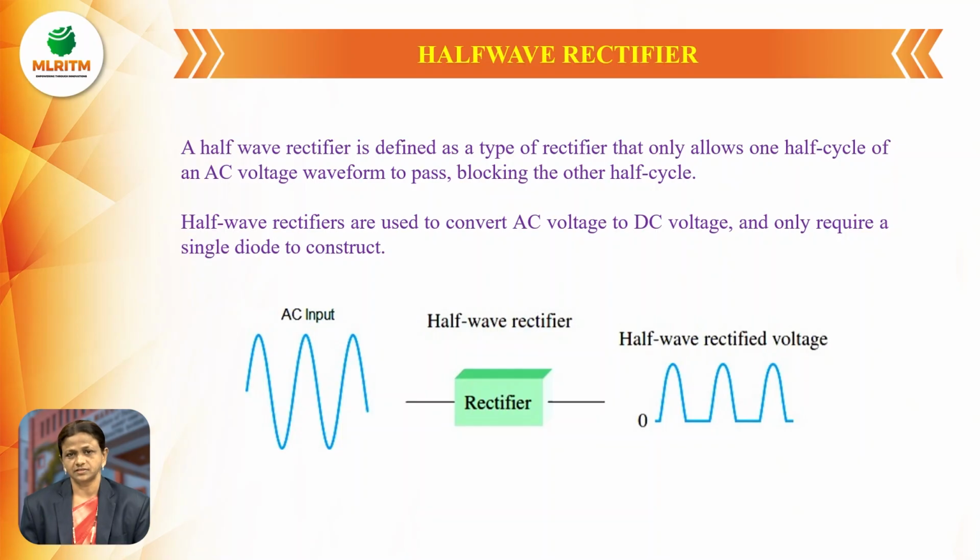What is meant by pulsating DC? Pulsating DC means it contains some unwanted ripples. Our aim is to avoid these unwanted ripples by using a filter.